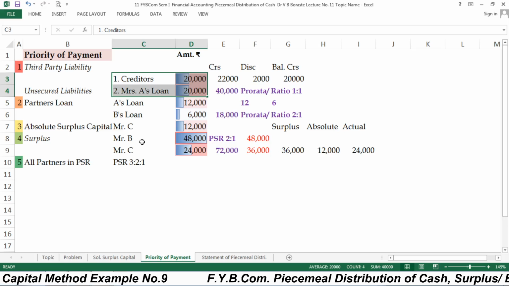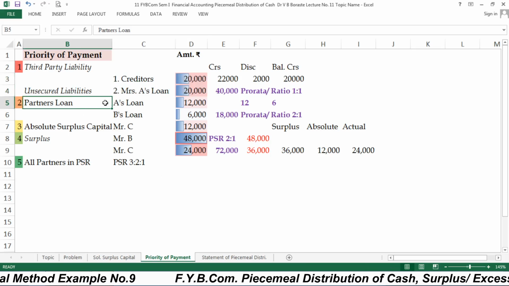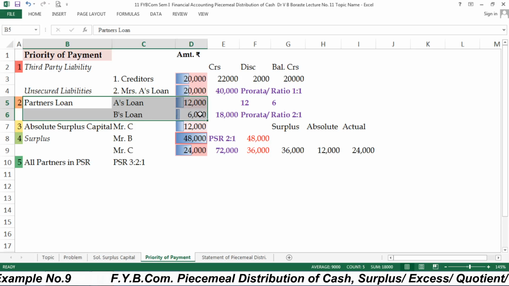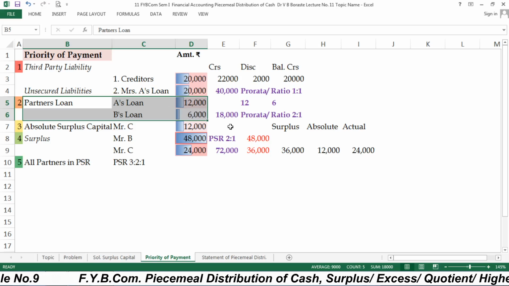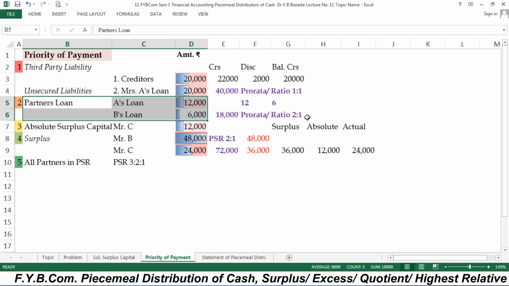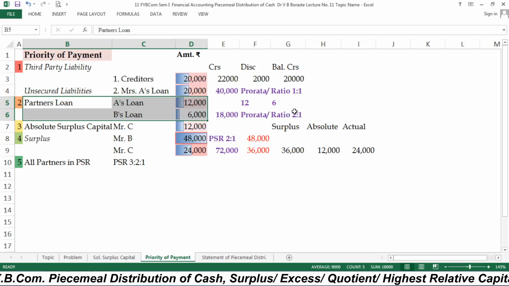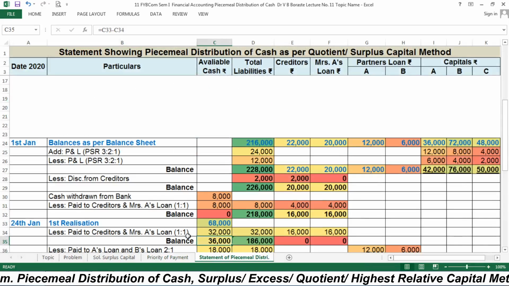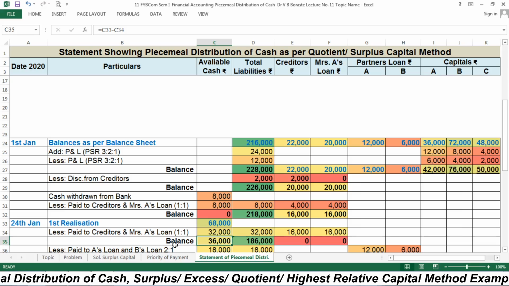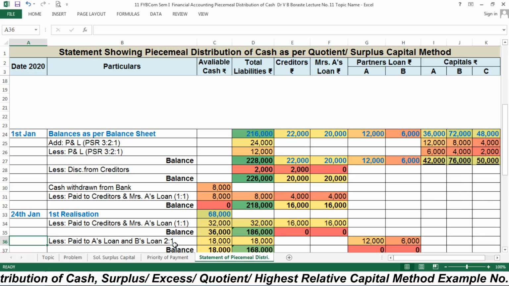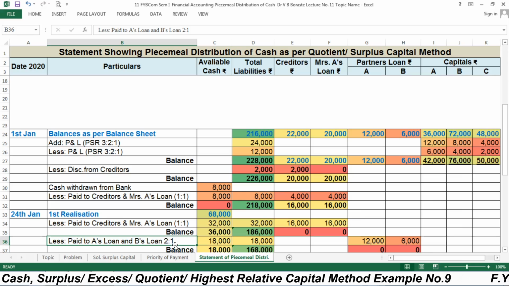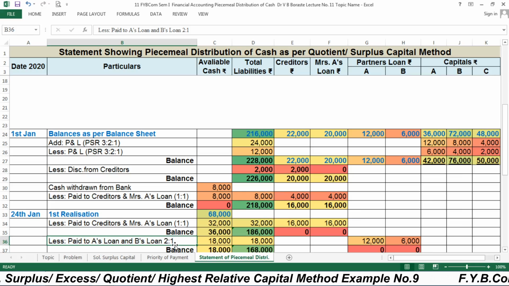Now we have 36,000. Go to the next priority, to whom we have to pay. See here, partners loan. Partners loan of Mr. A and B, which is rupees 12,000 and 6,000. That means we must have 18,000 in our hand. If we don't have 18,000, at that time we have to use the ratio, that is 2:1. So you can see here we have 36,000 and we have to pay only 18,000. That means we can pay 18,000 simply. So let's pay to A's loan and B's loan, that is partners loan, in the ratio of 2:1, but there is no need to mention the ratio because we have insufficient amount.